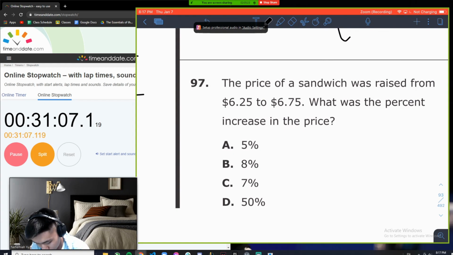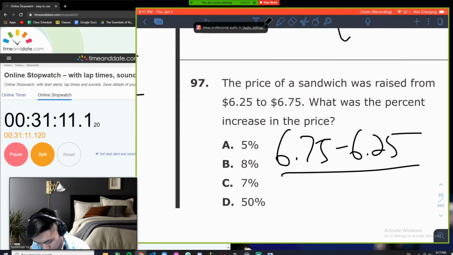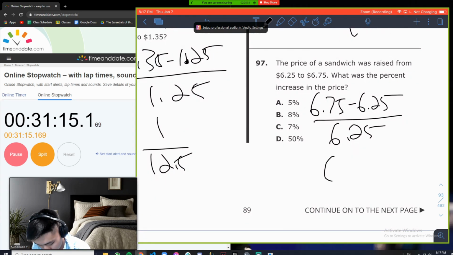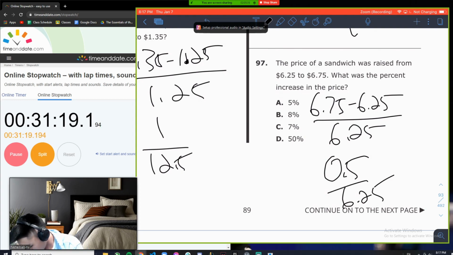Okay, this same problem, the difference over, so 0.5 over 6.25. Okay, it's 8% also.